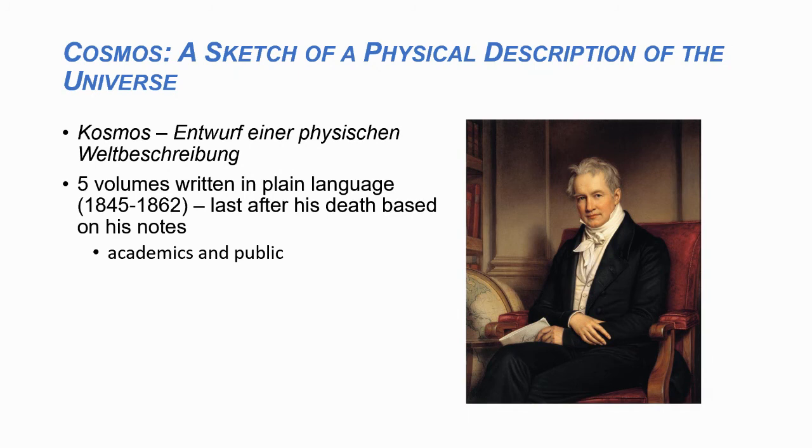devoted the last part of his life to writing this opus, which was 5 volumes written in plain language. And the last one was published after his death. So the first 2 during his life, the last one based on his notes. And this was to appeal to the academics and public. And it was really important, as I said, that everybody understand and being able to understand what he's doing. And in this portrait here, he's actually holding one of the manuscripts for Cosmos in his hand.